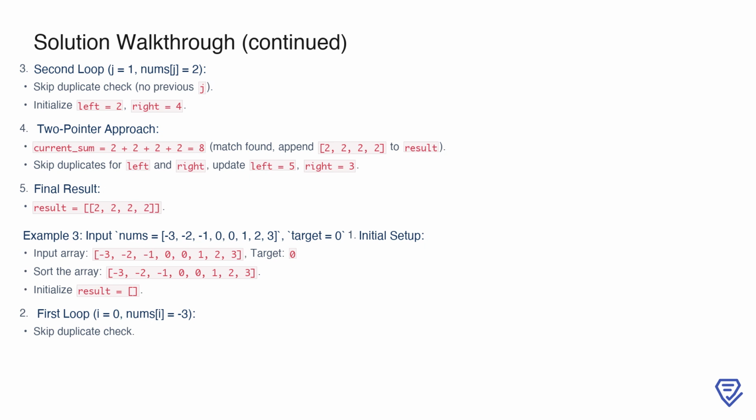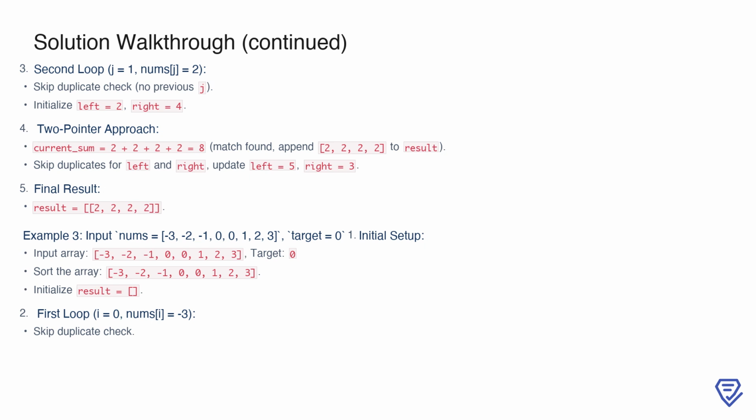We then initialize left at 2 and right at 4. Using the two-pointer approach, we calculate the current_sum, which is 2 plus 2 plus 2 plus 2 equals 8. This matches the target, so we append 2, 2, 2, 2 to the result. To avoid duplicates, we skip over all duplicate values for both left and right, updating left to 5 and right to 3. At this point, the pointers cross, ending the inner loop. Since there are no other combinations to explore, the final result for this example is 2, 2, 2, 2.